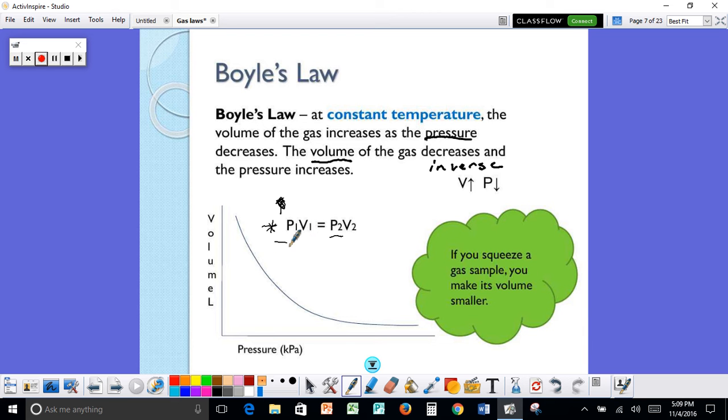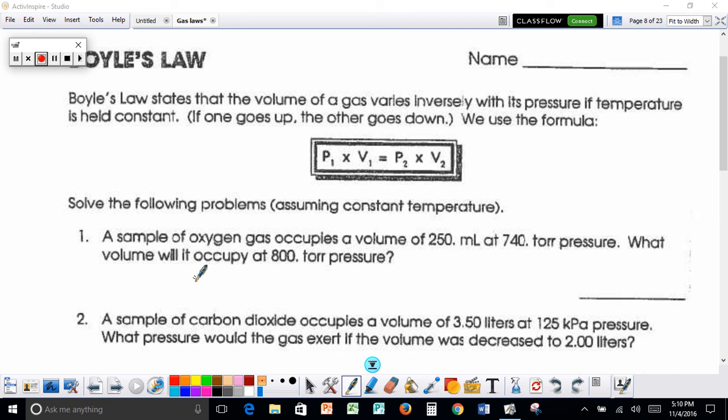So we are going to look at it in relationship with this equation. Initial pressure times initial volume is equivalent to the new pressure times the new volume. So let's look at this mathematically. So if we look at the homework sheet, let's do problem 1 together.